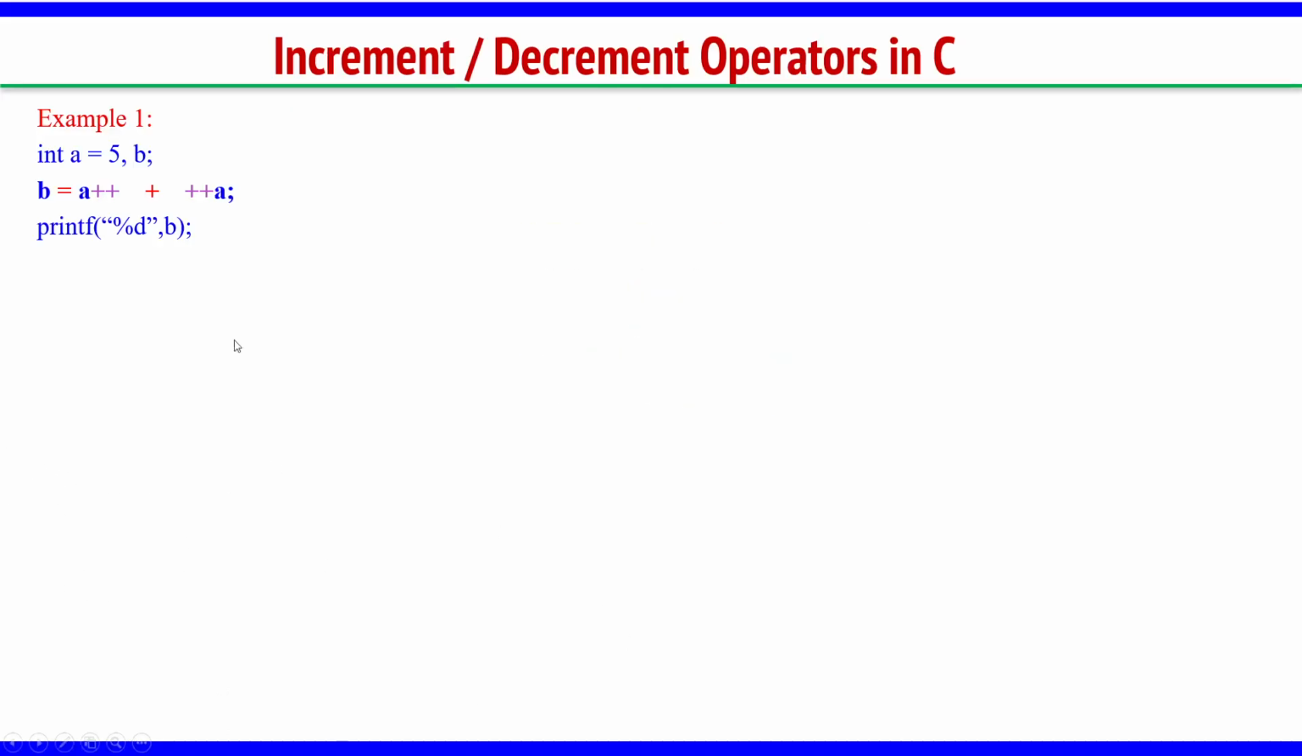Yes, yeah. So can you see this question? It is given a equal to 5, b equal to a++ + ++a. Can you guess the answer? What is the value of b after executing this statement? Simple. Quickly, can you answer? Any guess of the answer?